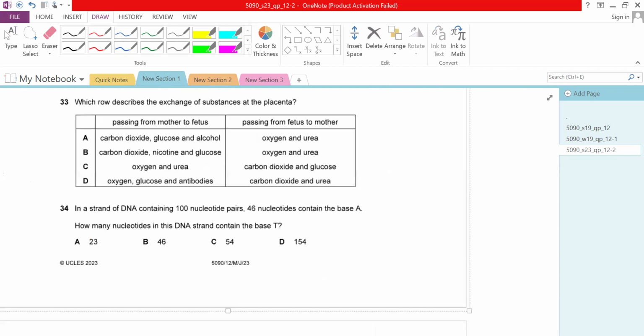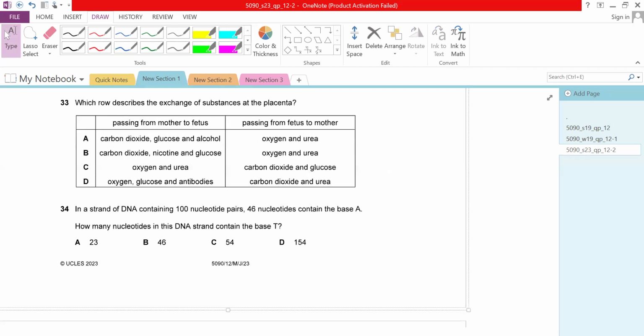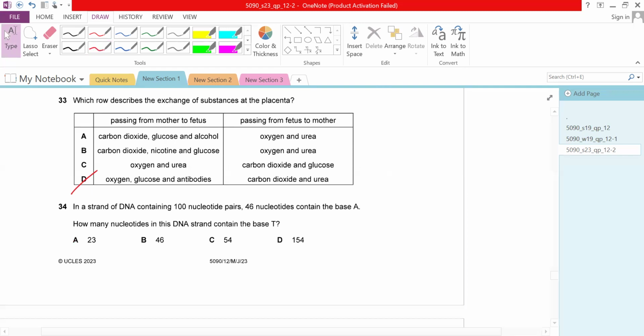Question number 33. Which rows describe the exchange of substances at placenta? Carbon dioxide, glucose, oxygen, and antibodies pass from mother to fetus, and carbon dioxide and urea pass from fetus to mother. Option D is correct for question 33.